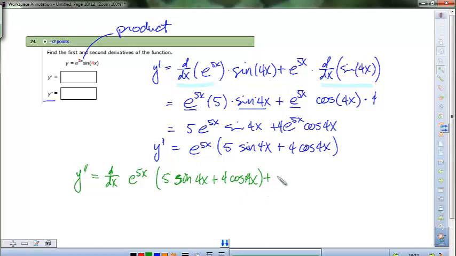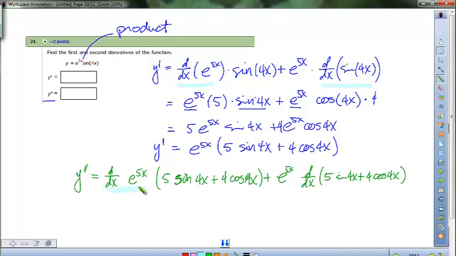Plus the first times the derivative of the second. Alright, so let's figure out what we need to do. We need to do this derivative, and we need to do this derivative.